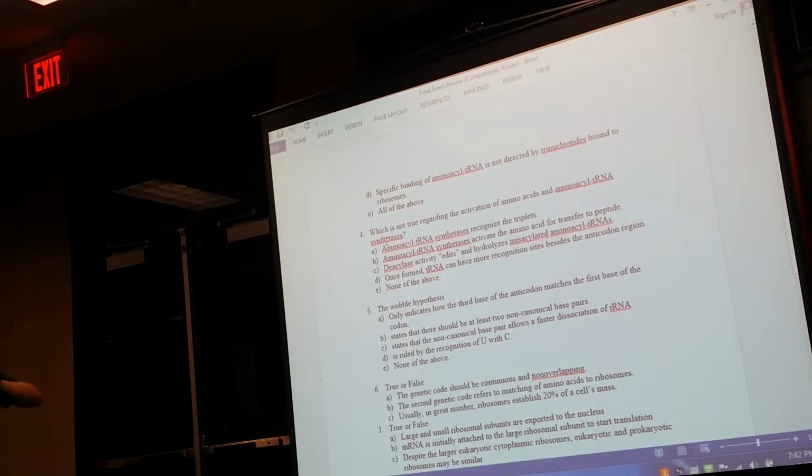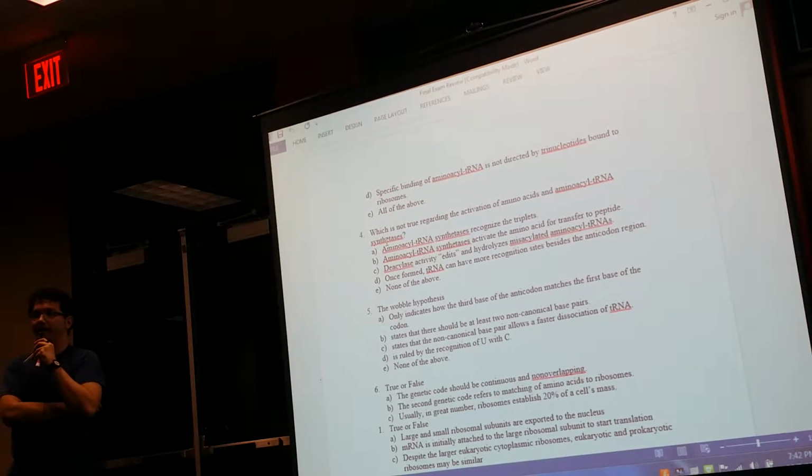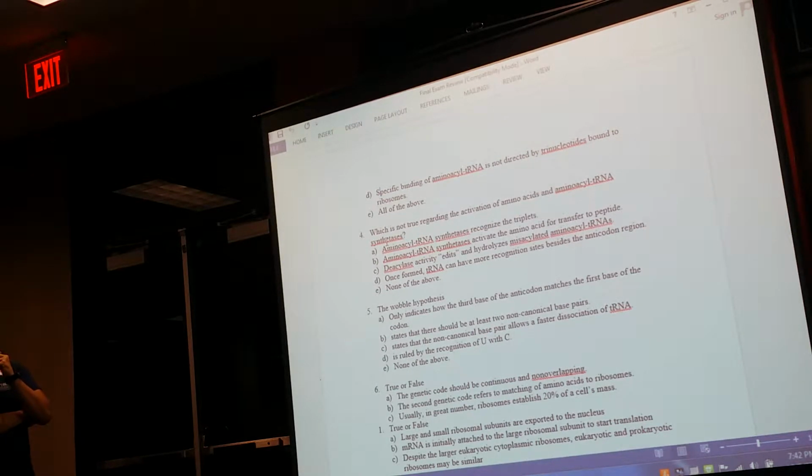True or false, the genetic code should be continuous and non-overlapping. We remember non-overlapping and non-punctuated, therefore it's continuous, so that one is true. The second genetic code refers to the matching of amino acids to ribosomes. We know amino acids aren't matched to ribosomes. Amino acids are carried by tRNA and matched to the codons on mRNA. So we know that one is false.